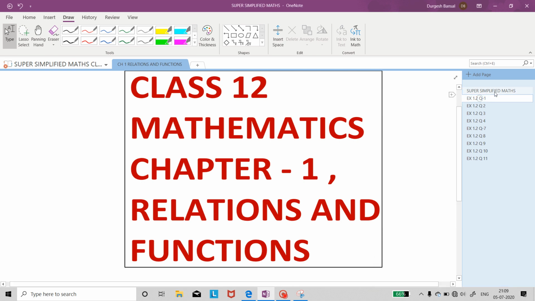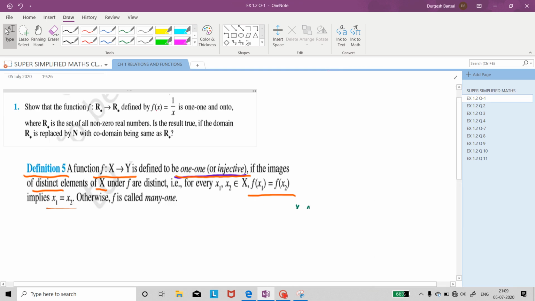Question number 1. Question 1 says that show that f, which is a function from R star to R star, and it is defined by f(x) is 1 by x, is one-one and onto. What is R star? R star is the set of all non-zero real numbers. As it is written here, R star is the set of non-zero real numbers. This is your function. R star is your domain and R star is your codomain.